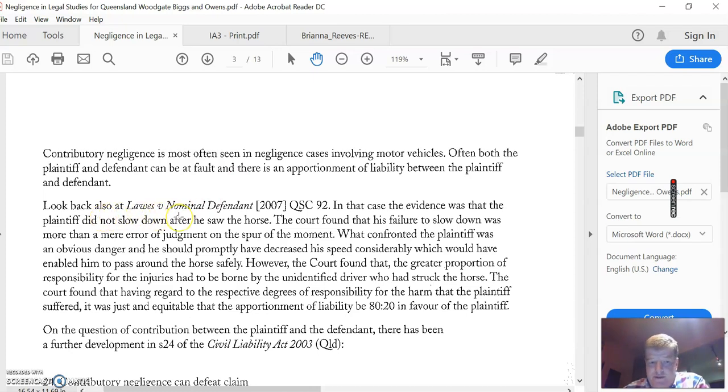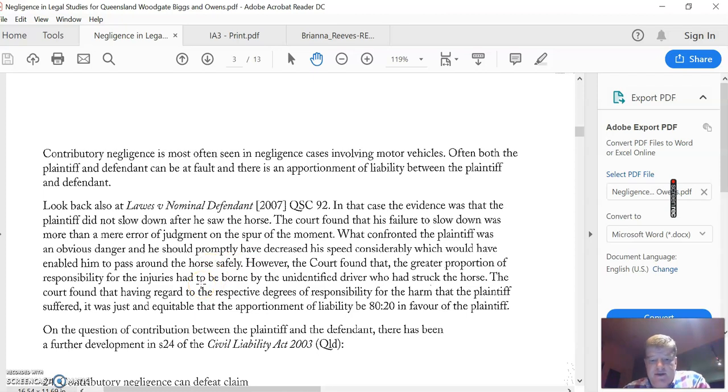So they quote the case in the way that they should: the two parties, the date, the court. In that case, the evidence was that the plaintiff did not slow down after he saw the horse. So they're now taking the facts of the case to show how that illustrates this idea of contributory negligence. So the plaintiff didn't slow down. The court found that his failure to slow down was more than a mere error of judgment. The plaintiff should have seen there was an obvious danger, should have promptly decreased his speed considerably, which would have enabled him to pass the horse safely.